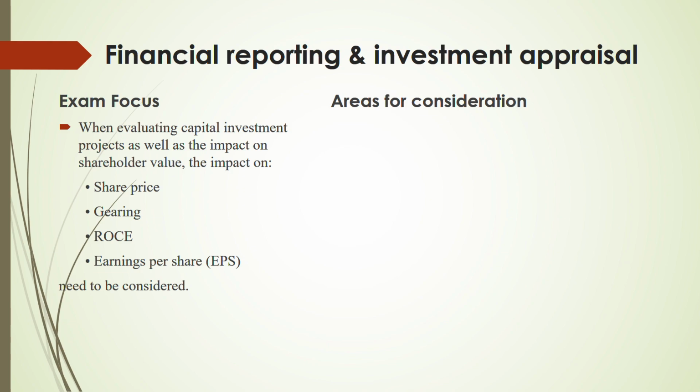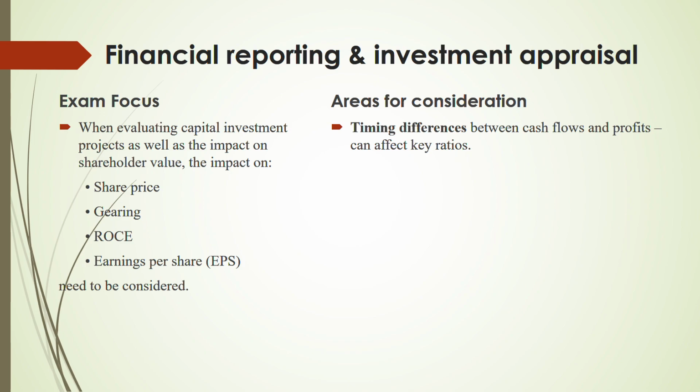Moving to the areas for consideration. Now there are 5 areas that you need. Number 1, timing differences. What are the timing differences between cash flows and profit? We know that cash flows and profits are not the same thing. There are differences. You have recognized revenue, that means your profit will go up, but you still didn't receive that cash from your customer.